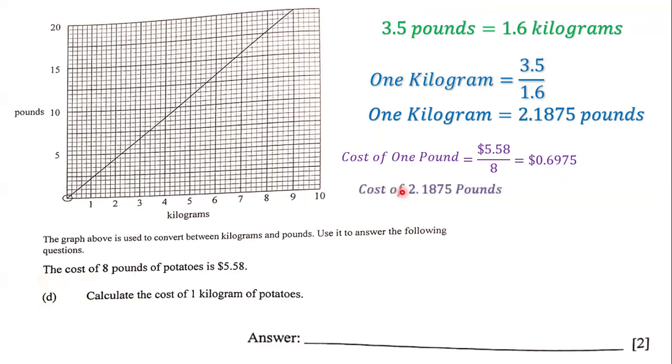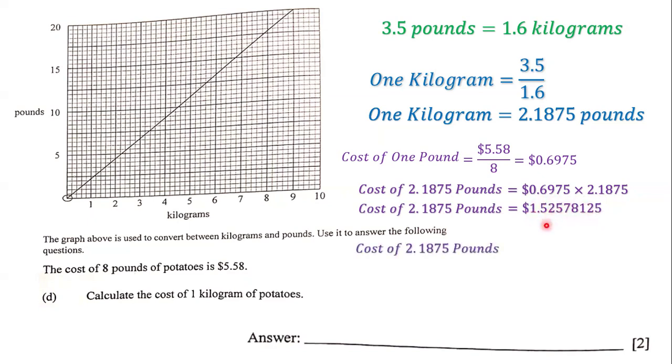Next, we need to figure out what is the cost of 2.187 pounds of potatoes. Well, if we already know that the cost of 1 pound of potatoes is 0.6975, the cost of 2.187 pounds of potatoes is going to be equal to 0.6975 times 2.1875. And when we multiply this, we get the following answer, which is 1.52578125.